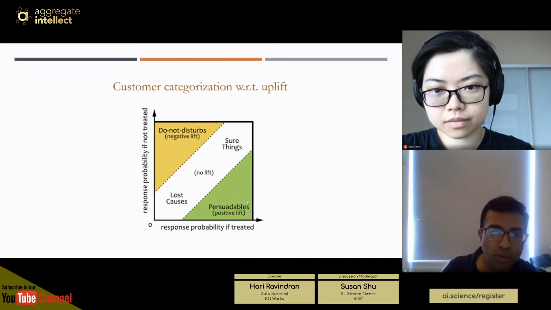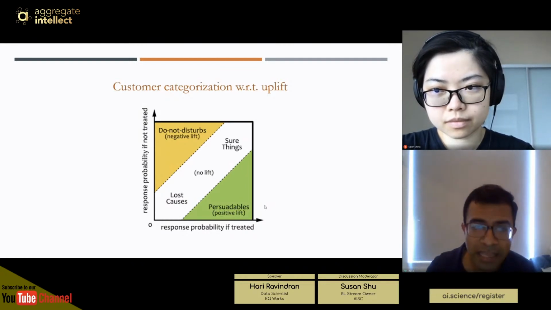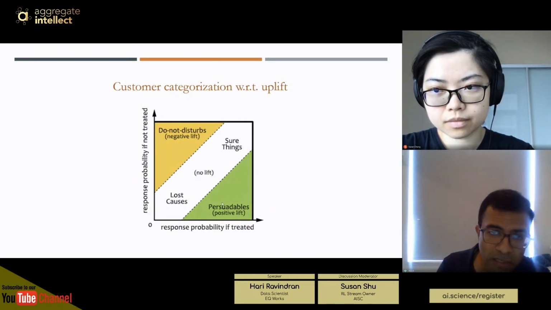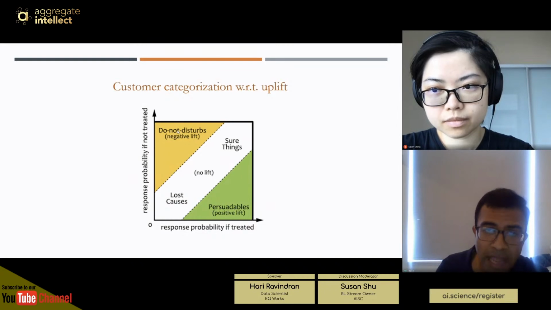So what you can do then is, for each customer, classify them into certain categories. You can look at whether they are persuadable, whether they shouldn't be disturbed, because really they are not responding positively to the campaign, and also whether they are sure things. So who are these customers? Well, these customers are people who would have ended up going to the store irrespective of whether they were faced with a campaign or not.